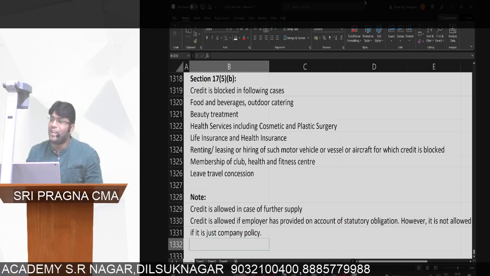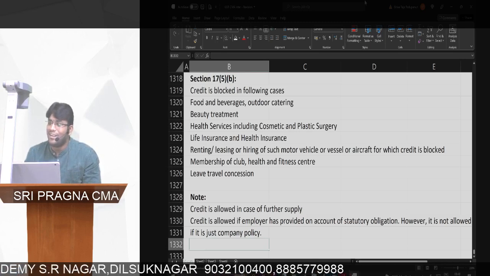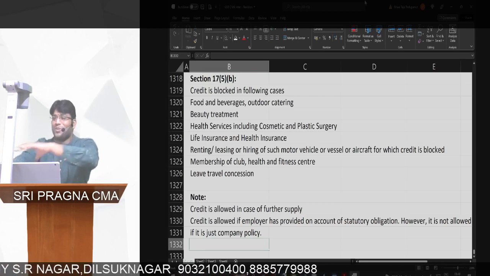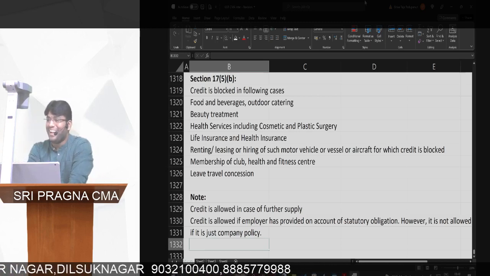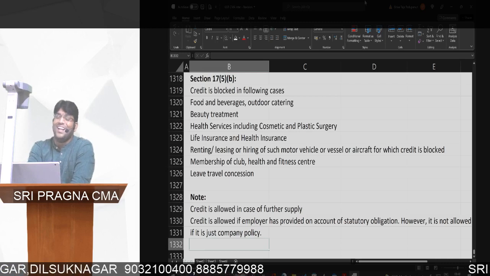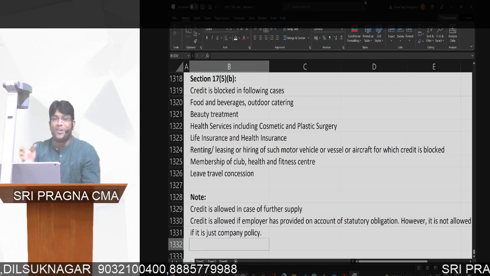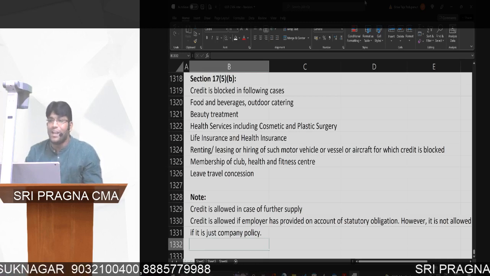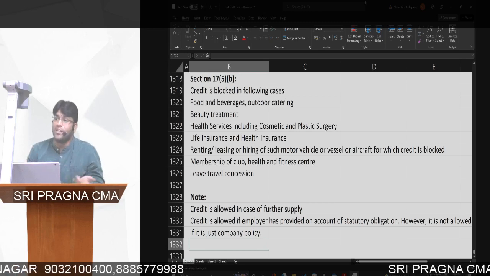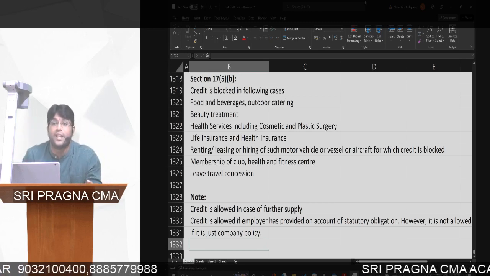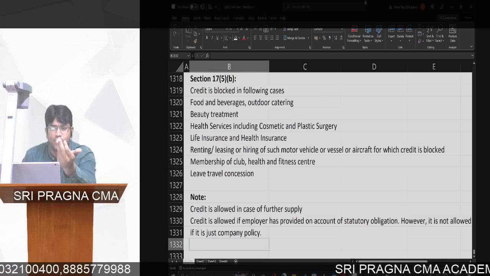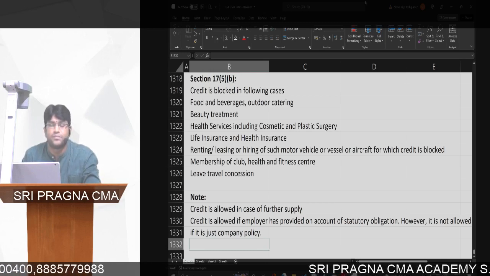Why would a spa buy Fair and Handsome? A spa will buy oils for massage, no? Why will they buy Fair and Handsome? They buy Fair and Handsome also. Okay, fine. Anyways, any beauty parlor or saloon or spa, whatever it is, they purchase beauty products for giving the treatment to the customer. Can they take credit? Yes, because it is as good as a further supply.